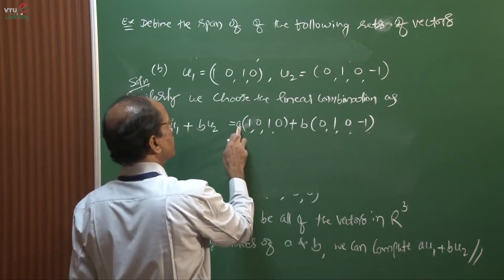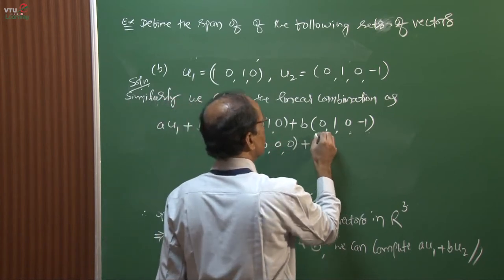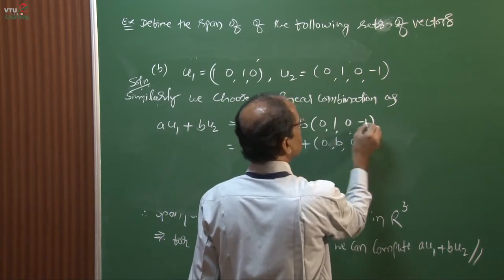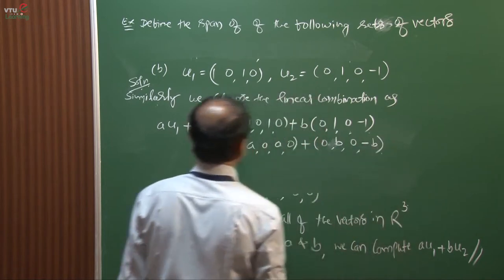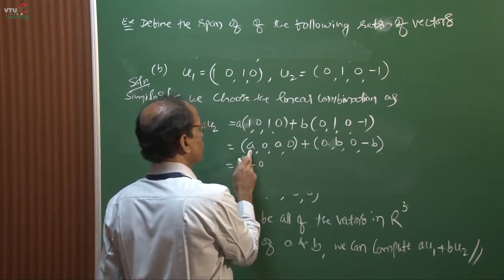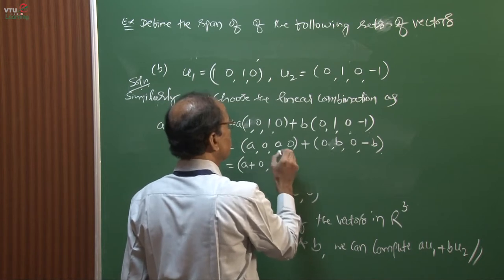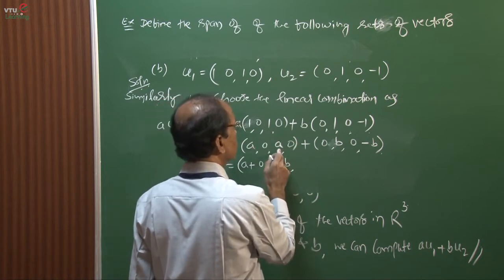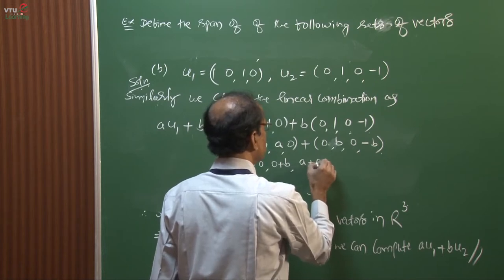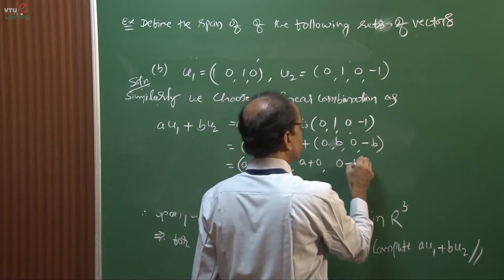Then this is when you are taking A inside, that is A, comma 0, comma A, comma 0, plus B into 0, that is 0, and B, and 0, and minus B. Then you can take the corresponding combination, that should be A plus 0, first value here and first value here, second value, comma 0 plus B, then third value, A plus 0, and the fourth value, 0 and minus B.